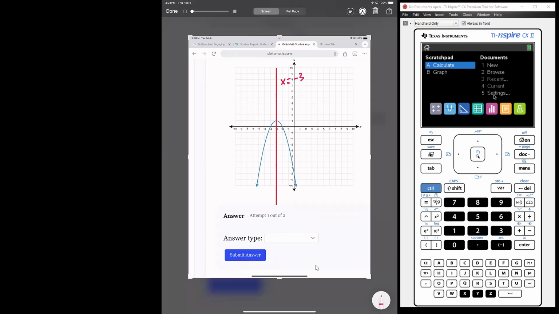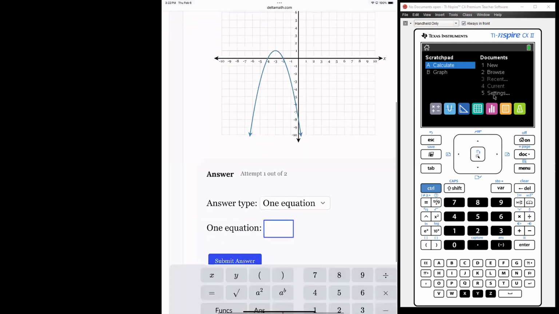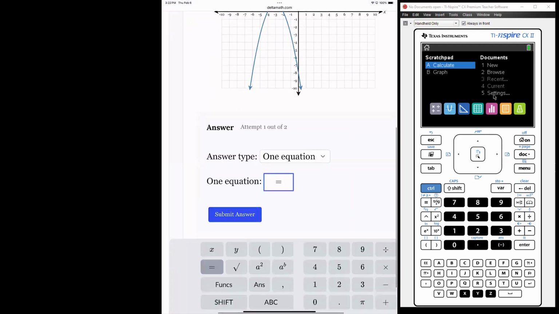Now, the way that I like to remember it, if you spell axis, you cannot spell it without an x. So the equation is going to be x equals something. You always know there's got to be an x when they're talking about the axis of symmetry. So it's going to be x equals -3. So let me delete this and just enter that. So it's going to be an equation, in this case, and it's going to be x equals -3.